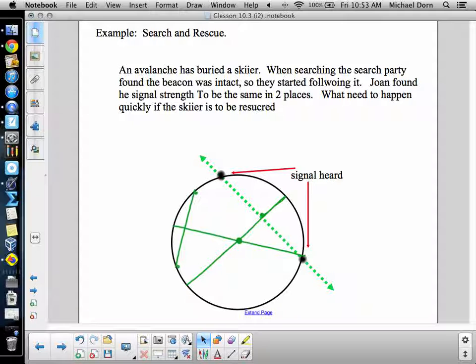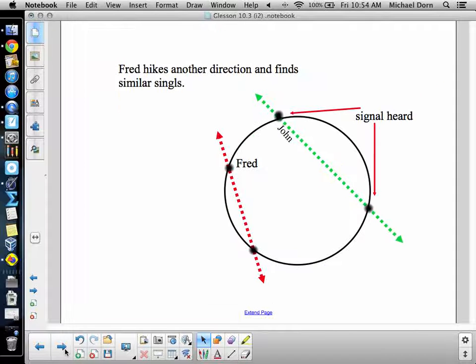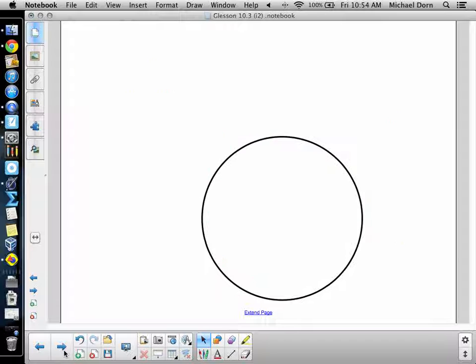It's just a hobby. It's not an occupation. It's a hobby. Yeah. All right. And this is just kind of a drawing, two pictures doing it. John and Fred are searching for the avalanche victim.